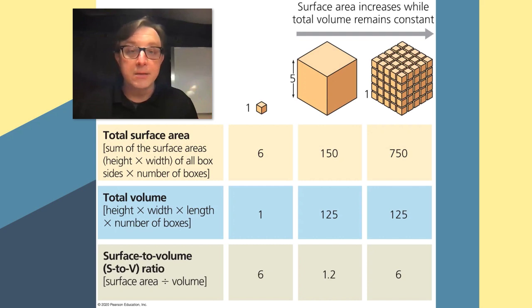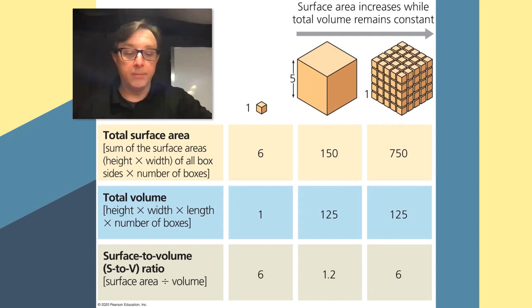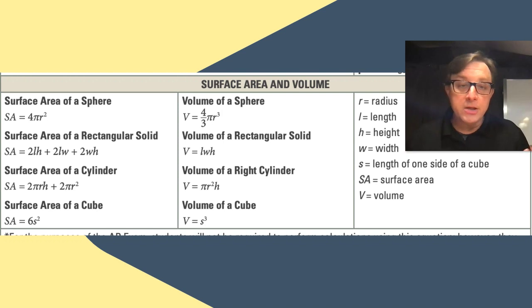If we increase that size to a larger cell, then you see that the surface area to volume ratio falls down to about 1.2. So that very small ratio with the large cells would not work well to keep cells alive and efficiently exchanging materials with the environment. On the AP formula sheet, you will have all of these formulas for the surface area of different shapes and volumes of different shapes.